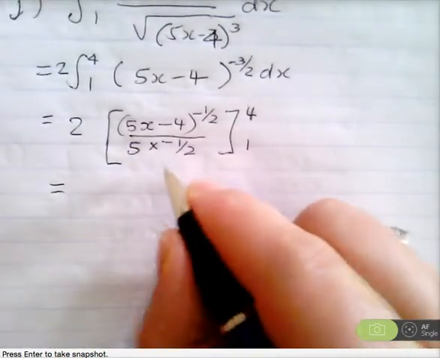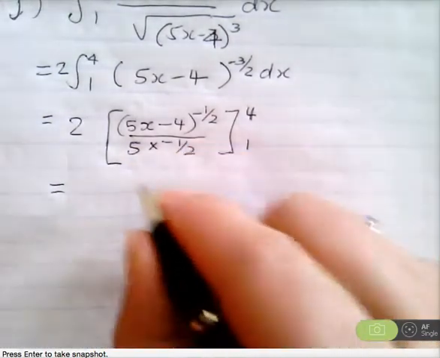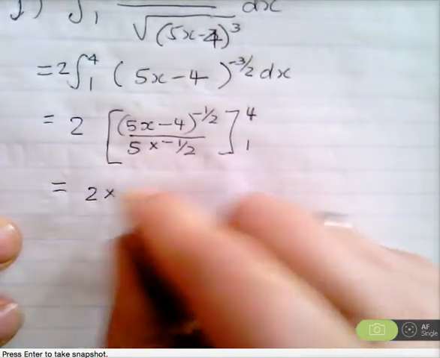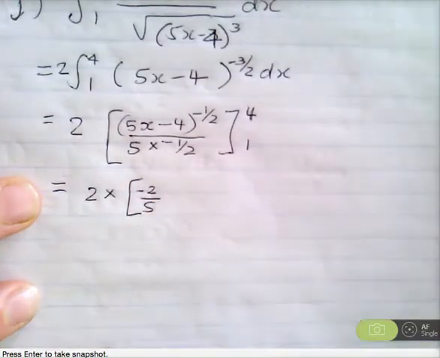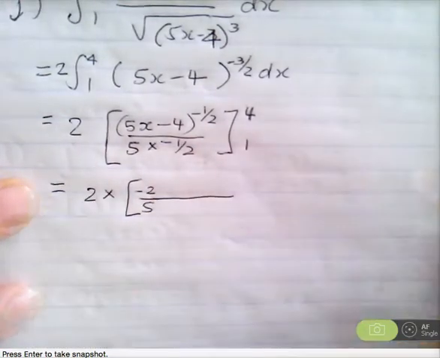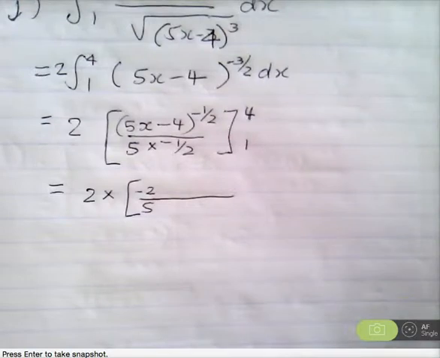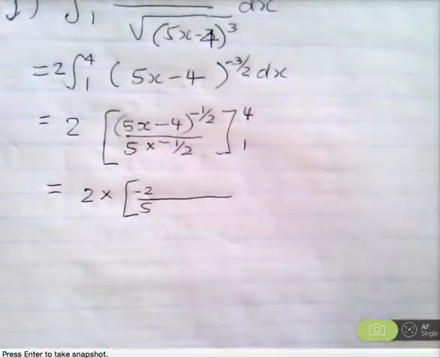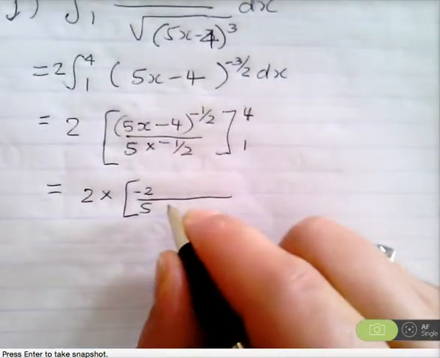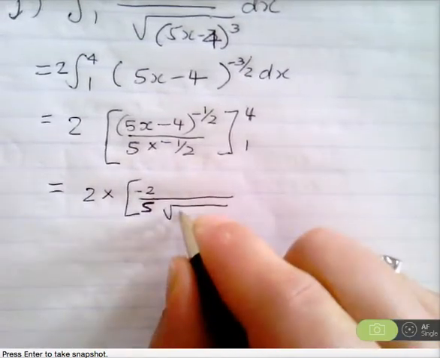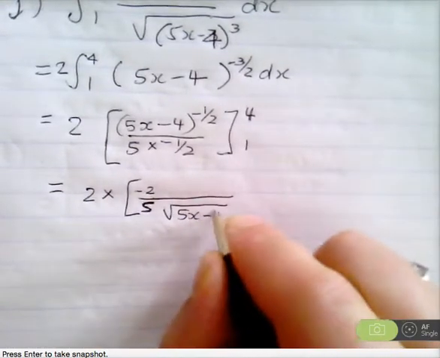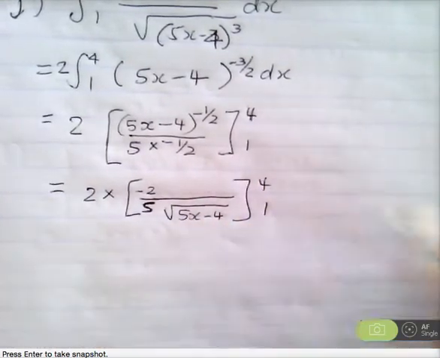So it's 2 times, negative 5 on 2 changes to negative 2 on 5, doesn't it? Because you're dividing by negative 5 on 2, so therefore you're timesing by negative 2 on 5. Where am I going to write this 5x minus 4? Top or bottom? And how else can I write it? Square root. Now that's a 5. 5x minus 4, between the values of 4 and 1.